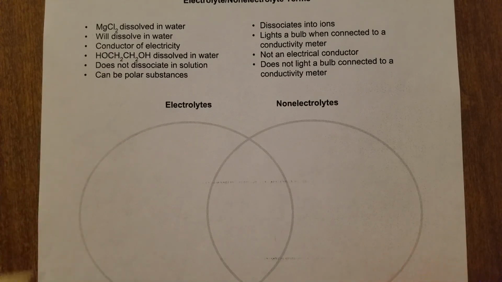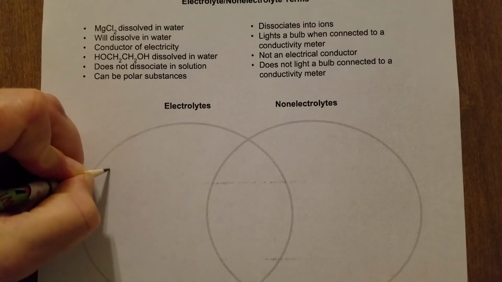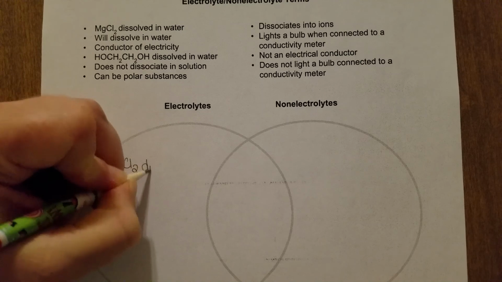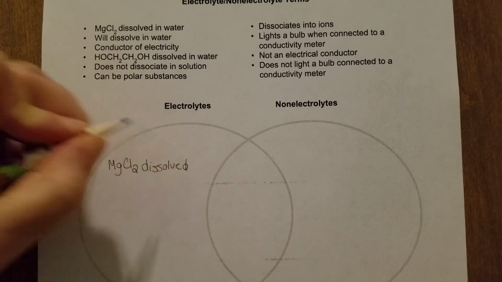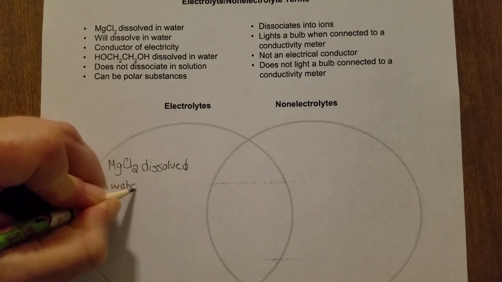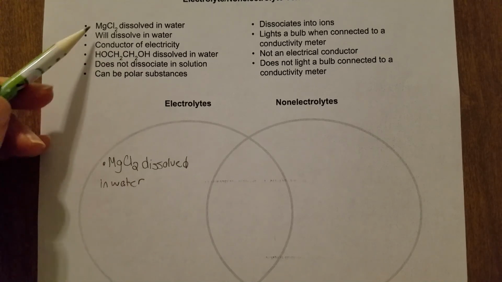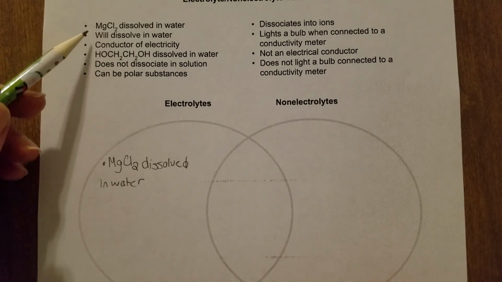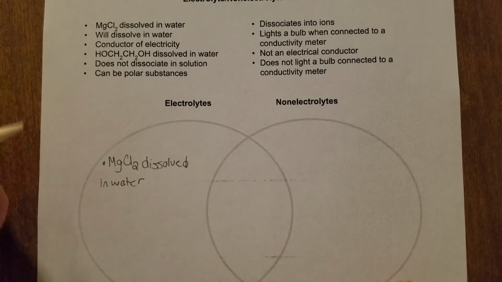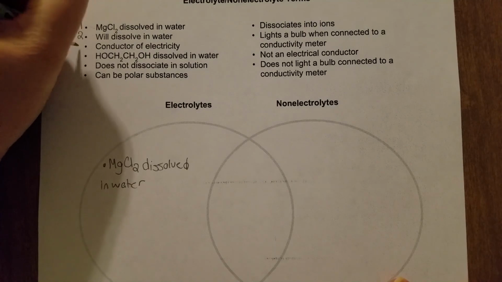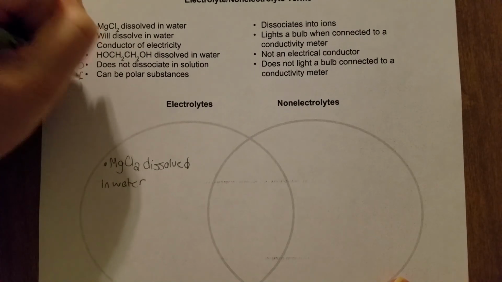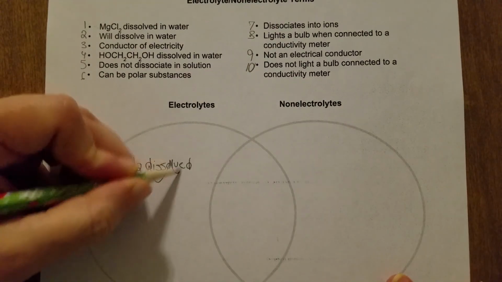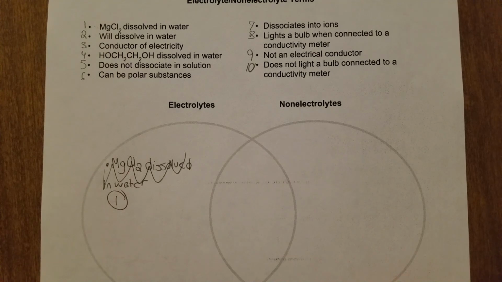MgCl2 dissolves in water. Magnesium is a metal. So because magnesium is a metal, MgCl2 is going to go under electrolytes, because anything that starts with a metal that makes an ionic compound will break apart, and so that's going to be right here in the middle. Okay, you know what? I'm just going to number these: 1, 2, 3, 4, 5, 6, 7, 8, 9, 10, and I'm going to put the numbers down instead of writing all of those out. Alright, so there's one right there.